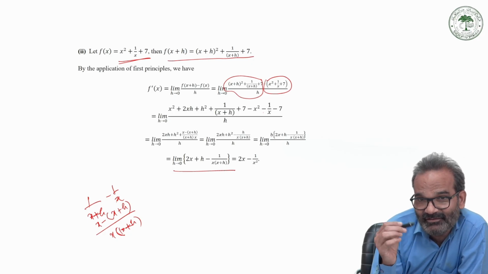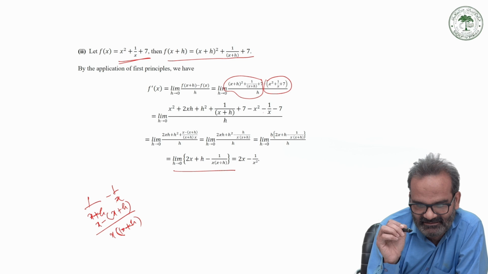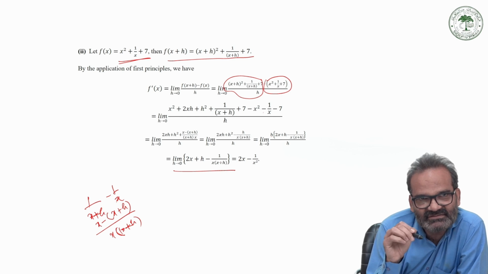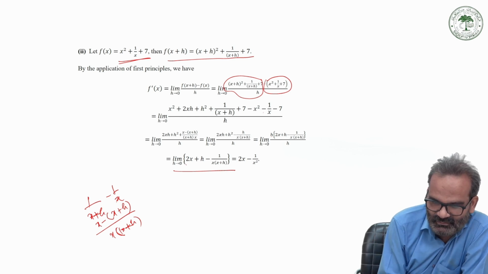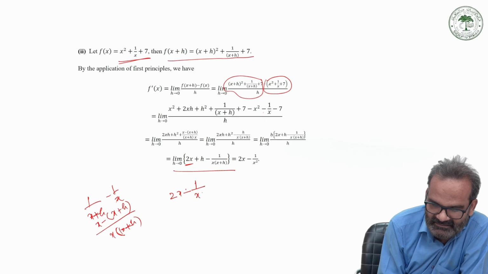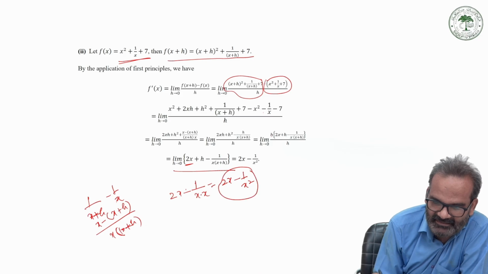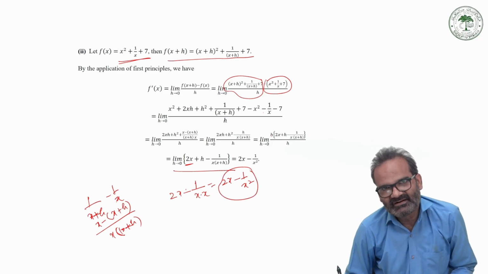Now again we will use the direct substitution method, that is putting h equal to 0. So what is left? 2x and then 1 upon x into x. Put h equal to 0 here, you will get 2x minus 1 upon x into x. That is, 2x minus 1 upon x square is the required derivative of the given function.